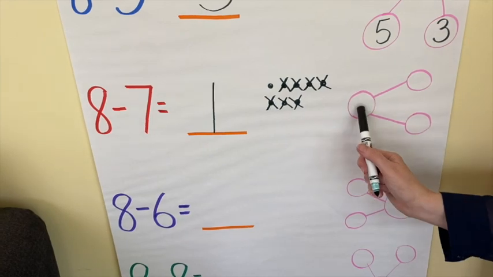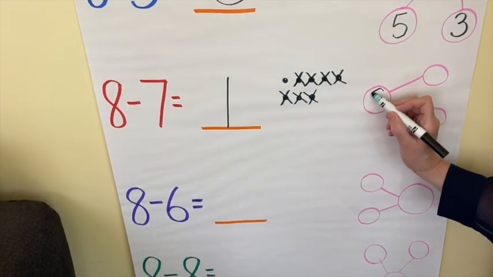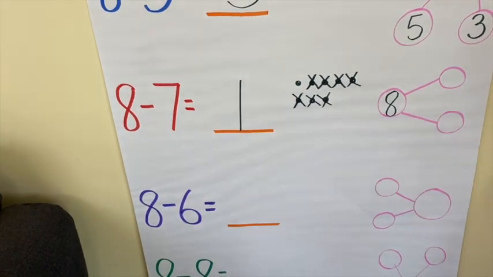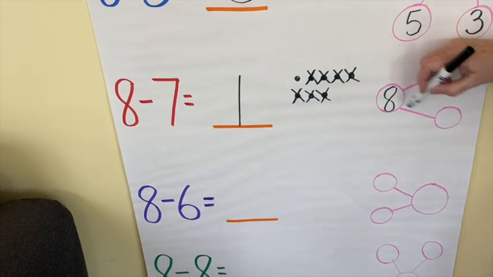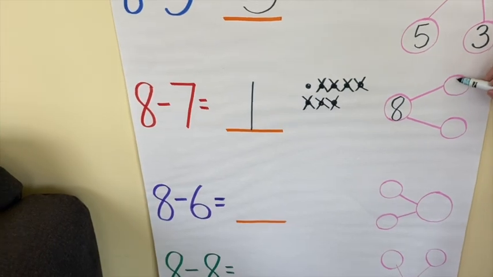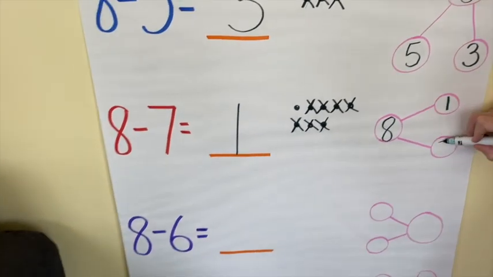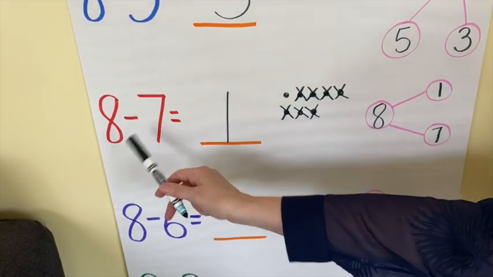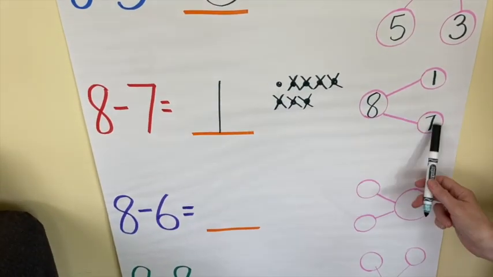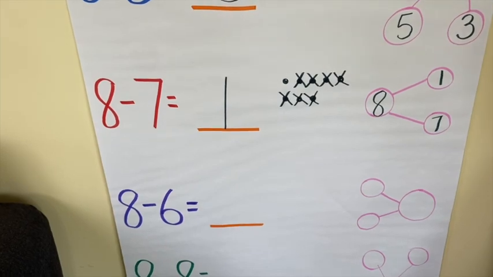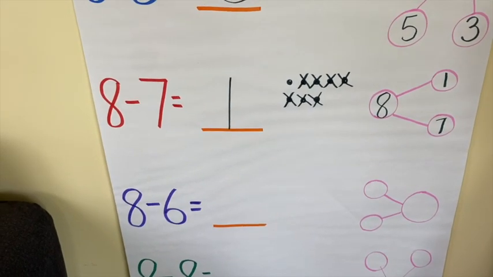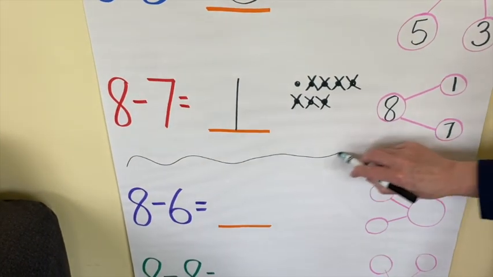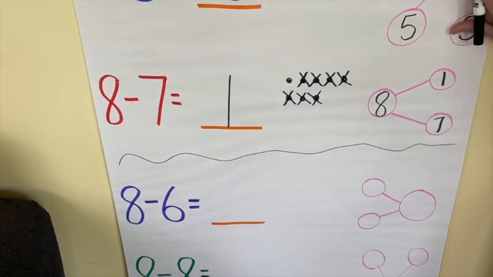Part, whole. My whole was 8. And you go ahead and you can make your number bond, make your big circle, put the 8 in it. Your 2 lines out, and they're going to be the parts. 1, and then the 7. Notice, 8, 7, 1. They match. 8 take away 7 equals 1. I'm going to draw a little squiggly line, and that's going to show the work we did together.